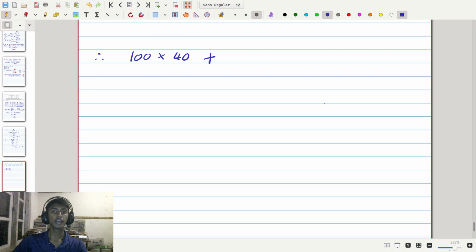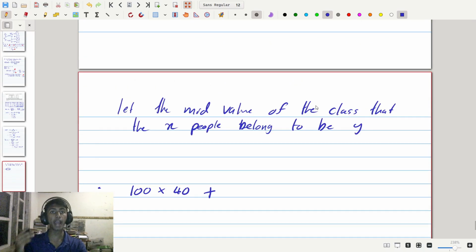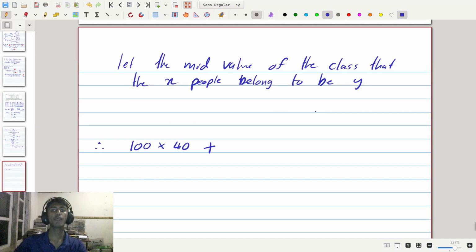Now to this, if all x individuals that are added to this distribution have y amount of money on average, then we're going to have x times y amount of money coming from those individuals. Now the total of these two is going to be the total amount of money that is there in the bank after those x amount of people join the bank.